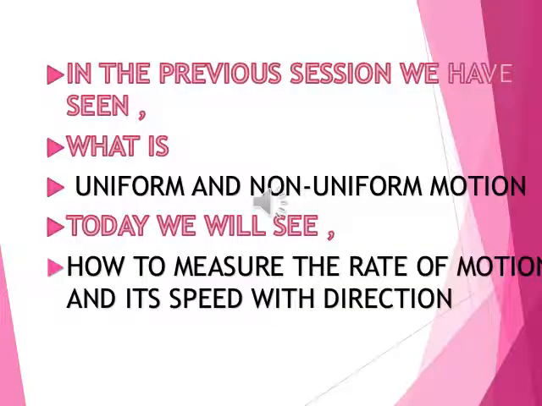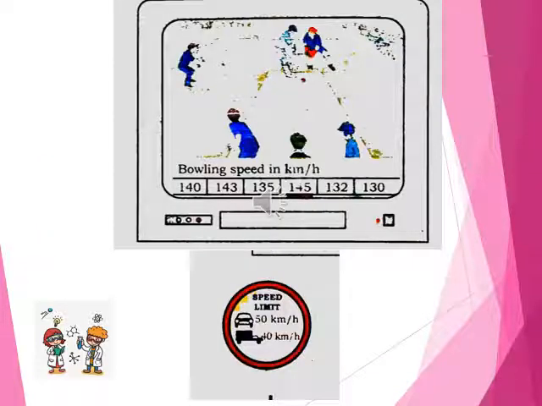In the previous session we saw what uniform and non-uniform motion are, and today we will see how to measure the rate of motion and its speed with direction. See here, during a cricket match we often see a table like this, which shows the bowling speed of the bowler. What does it indicate? It indicates the speed of each ball throughout the over.